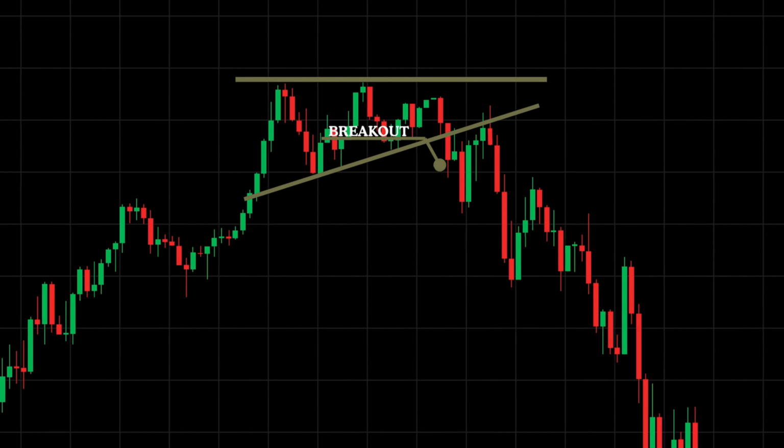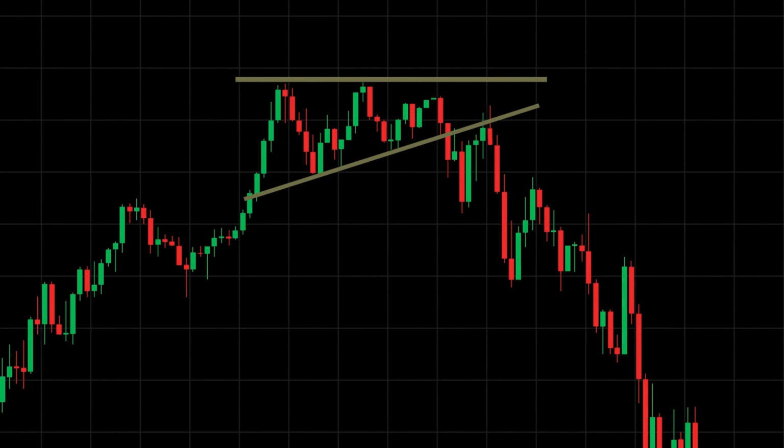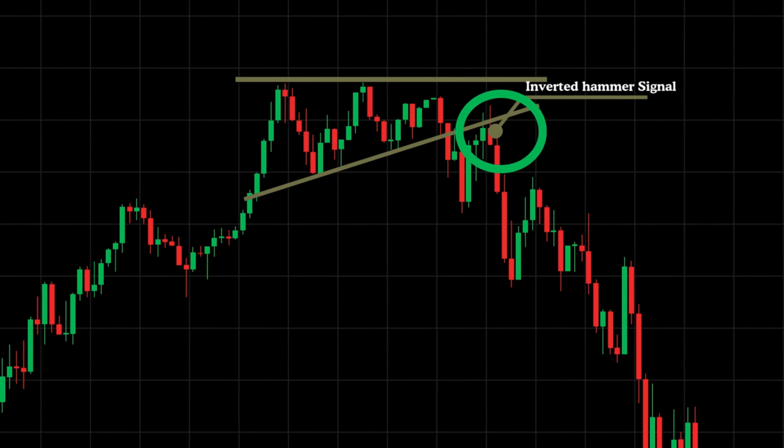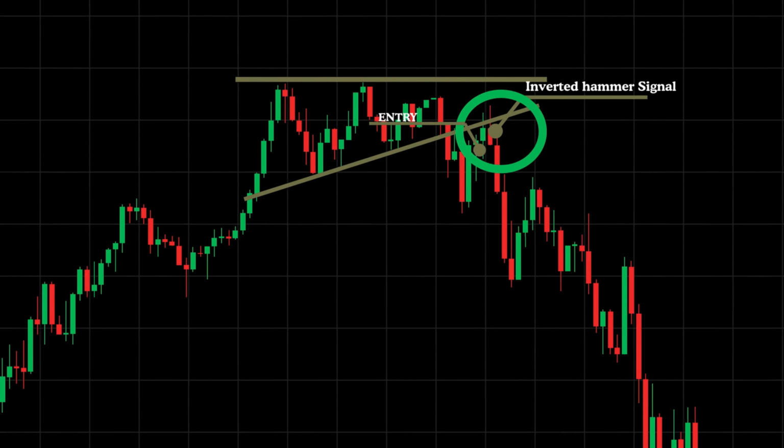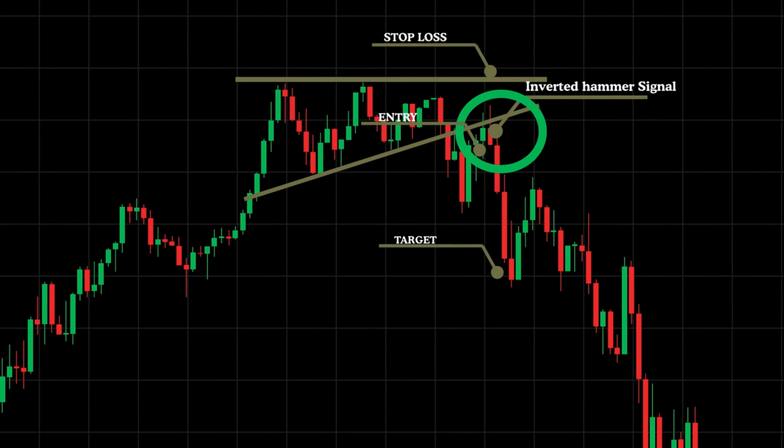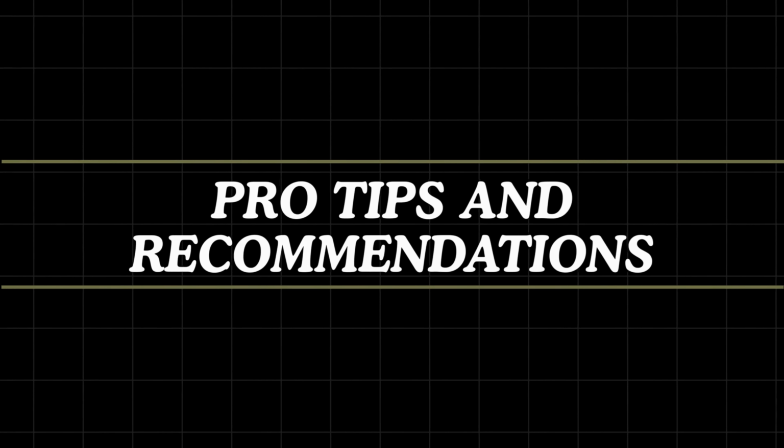Once we see the breakout, we wait for the price to retest the broken trend line. Notice that it forms an inverted hammer, which is a bearish candlestick pattern. We place the entry at the candle close, set the stop loss at the previous swing high, and use the base of the price pattern as the target. And just like that, we have another successful trade.